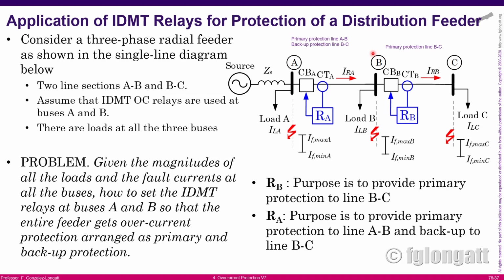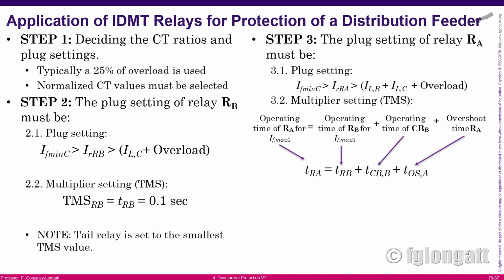Okay, now the question is, how do we set up those relays in order to provide primary and backup selection? Now what we want to do is select the settings of the inverse time overcurrent and non-directional overcurrent relays installed in the feeder.